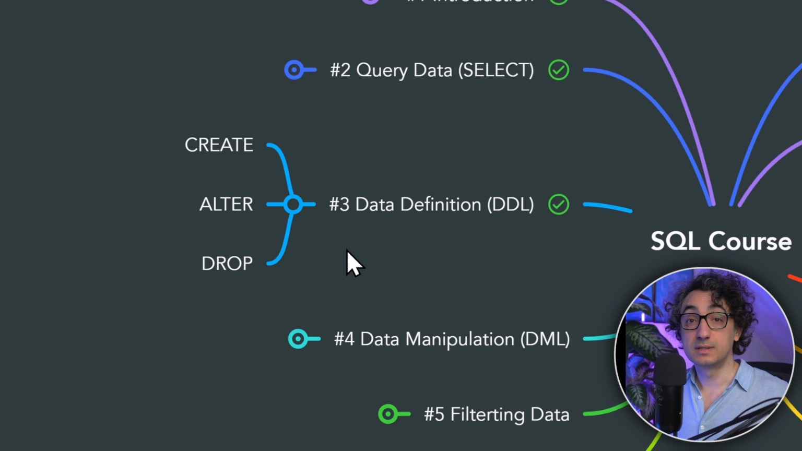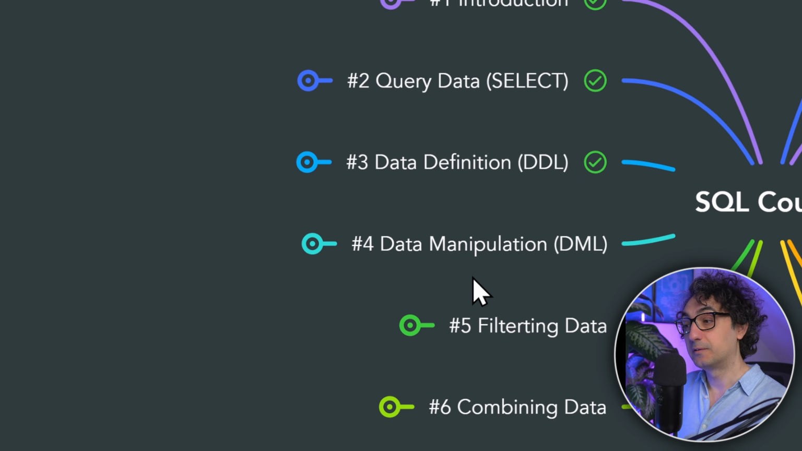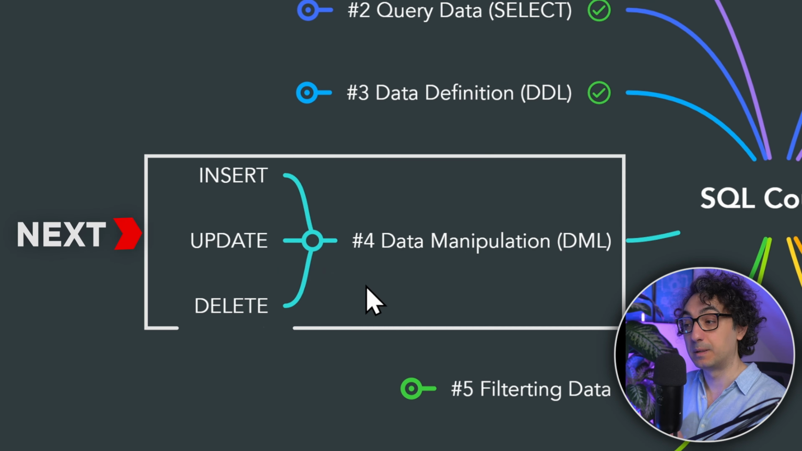Alright, so that's all about the data definition language, DDL, and with that you have learned how to define new stuff in your database. Now moving on to the next one, we're going to learn about the data manipulation language, and here we can learn how to manipulate our data inside the database. Let's go.